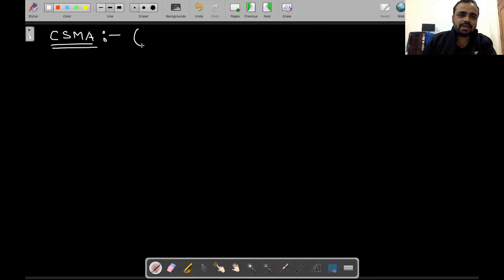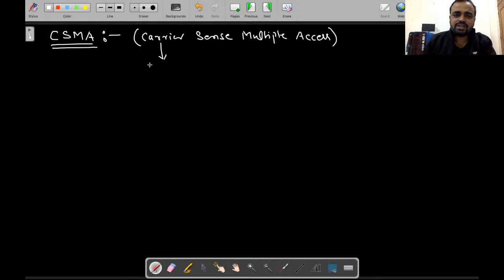CSMA. What is the meaning of CSMA? Carrier Sense Multiple Access. Generally, whenever you are transmitting a frame, once it reaches the medium, it becomes a signal. So either you can say signal or you can say carrier. Are you getting my point or not? The carrier is nothing but a form of signal. So if any node wants to transmit its data packet, it will first of all sense the medium and then transmit.